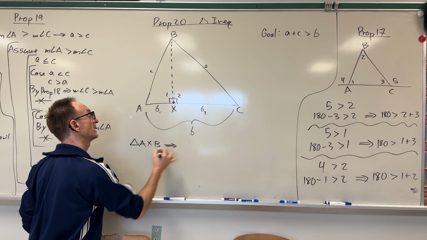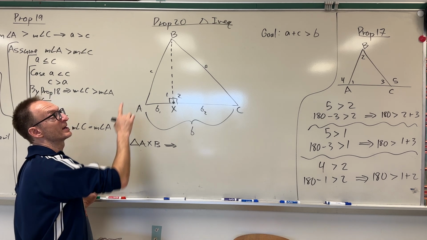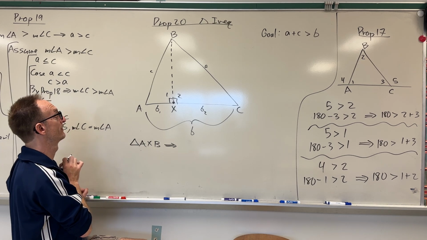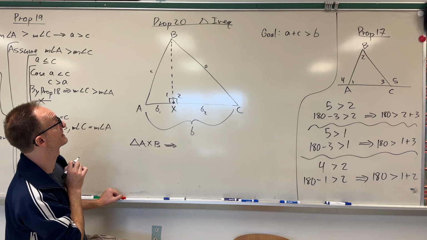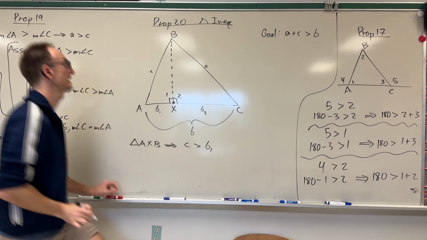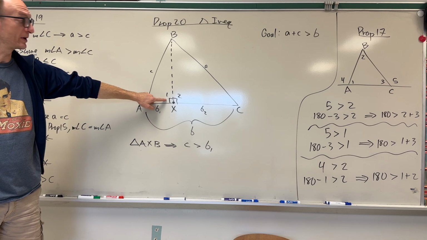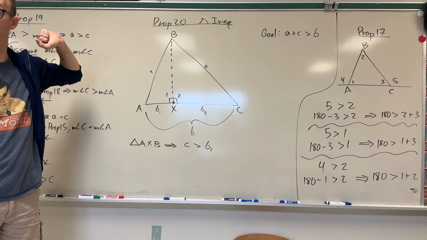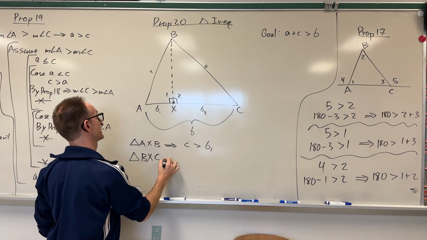So now we apply prop 18. We applied the logic of prop 17 to conclude that it's the largest, because you can't have another larger angle than a 90-degree angle. But then we apply prop 19. It says that C must be bigger than B1, because the side opposite the 90-degree angle, by the ordering theorem, has to be longer than the side opposite this other angle up here, because that other angle is less than 90. Cool? And then you just do it again. In triangle BXC, it's the same thing.